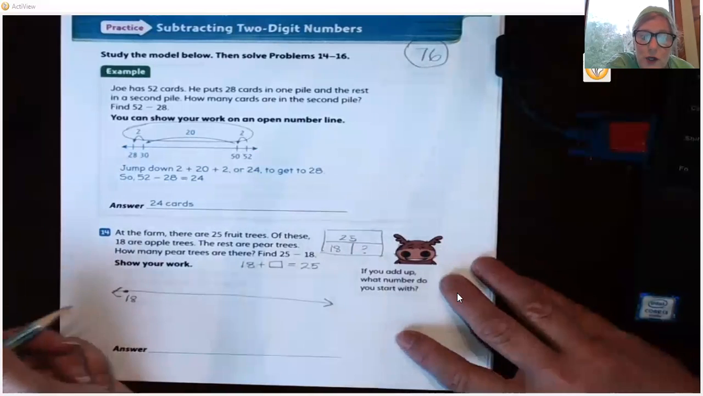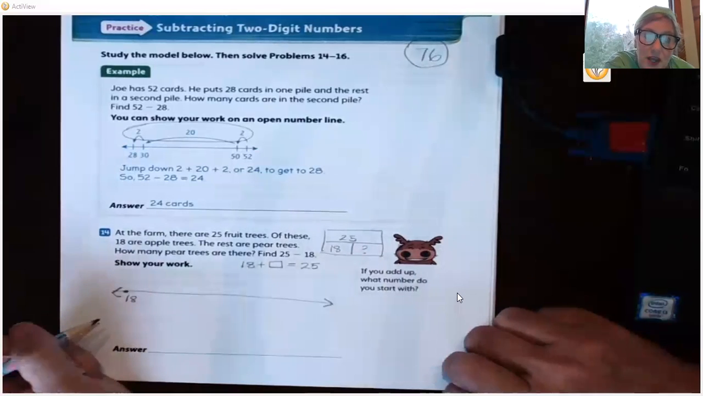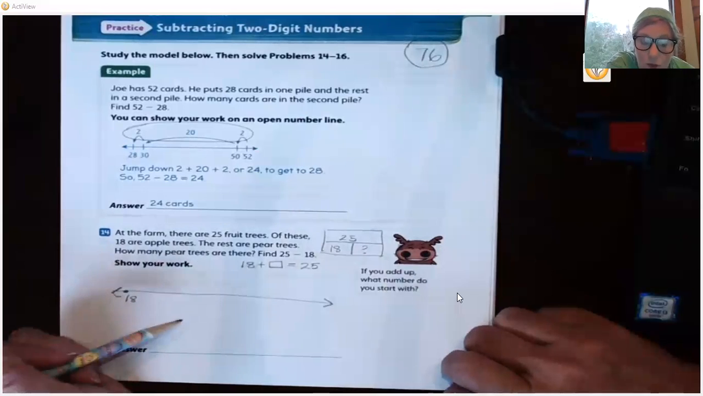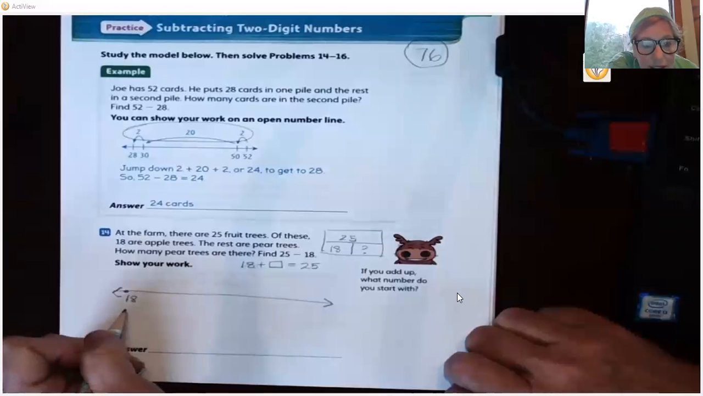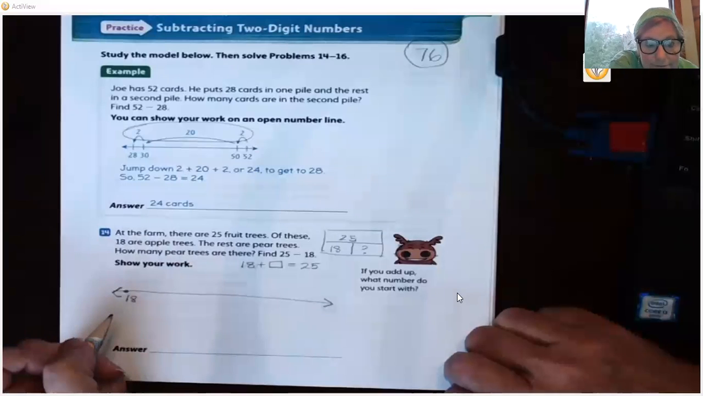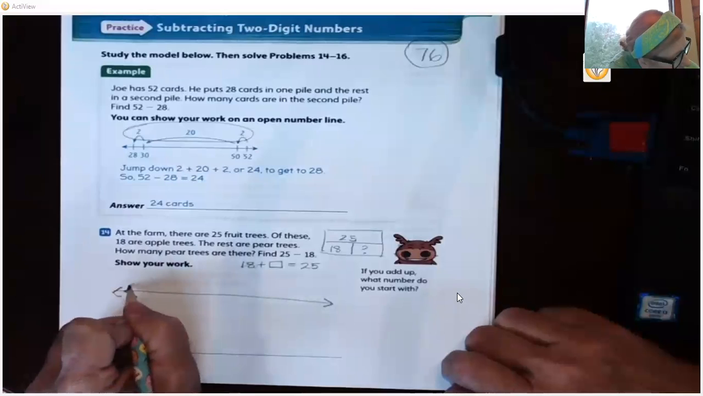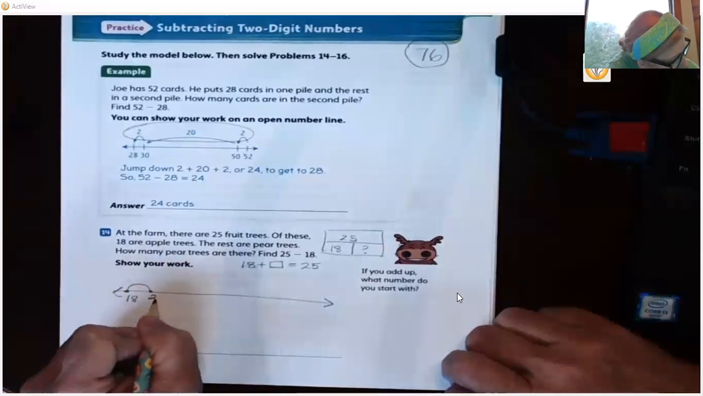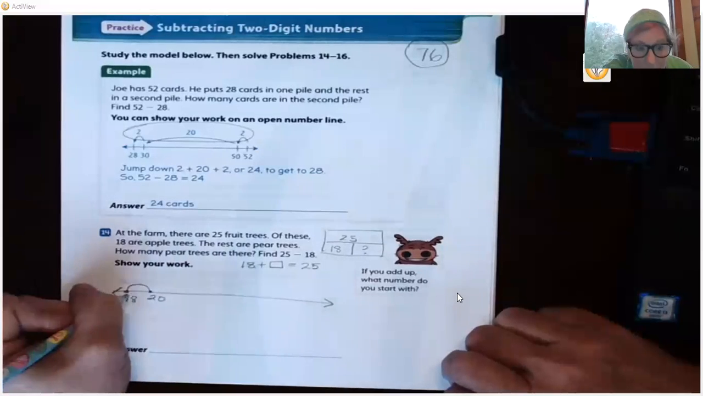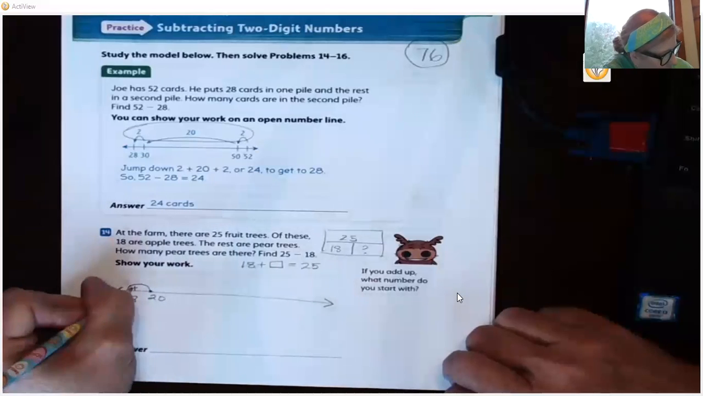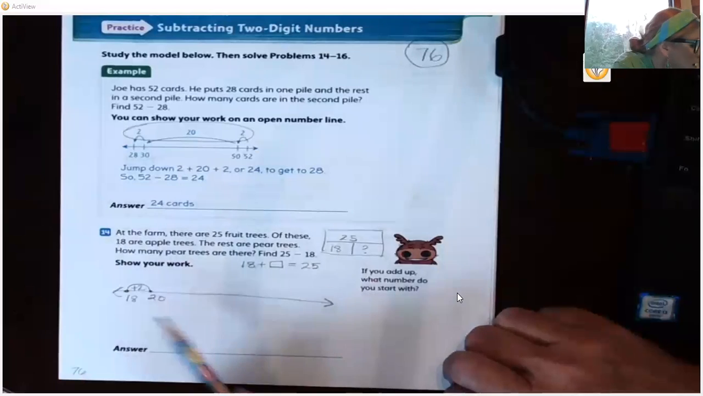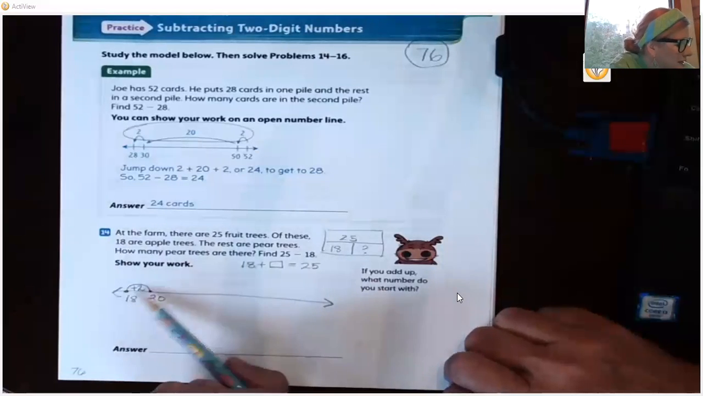So first, we are going to go to the next number that ends in a 5 or a 0, or in this case, the next 10. We've been doing this whole time. So our next 10 after 18 is what? It is 20. Yes. So we're going to go to 20. How many does it take to get to 20? It takes 2. All right, so it takes 2.